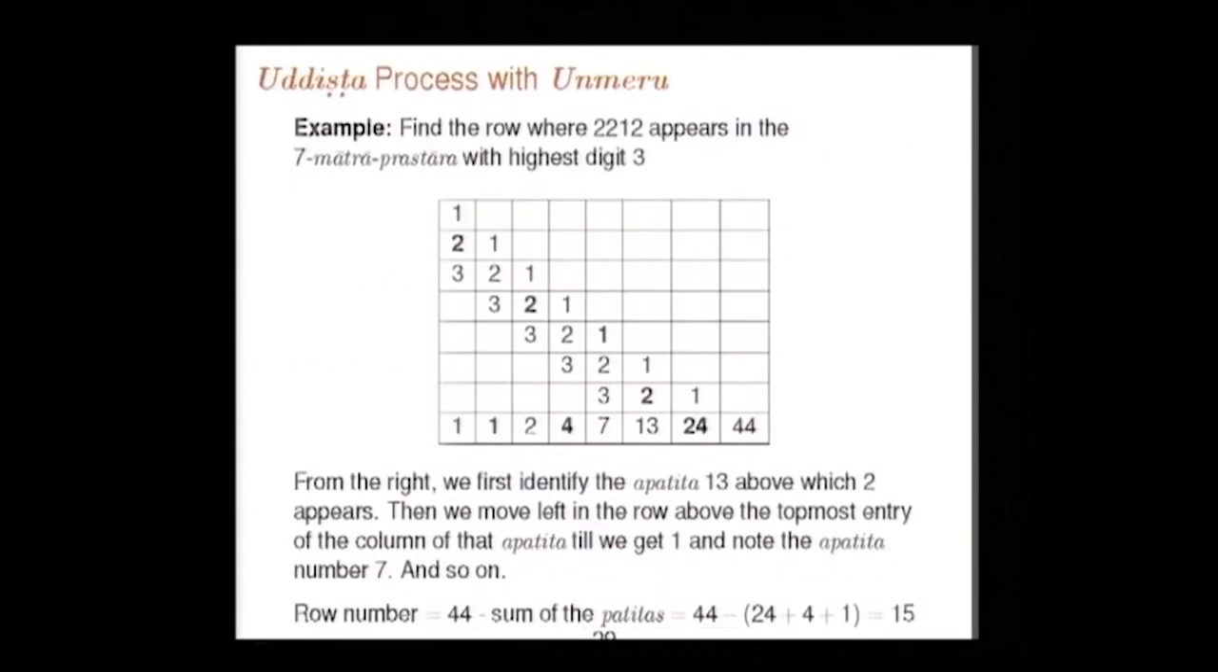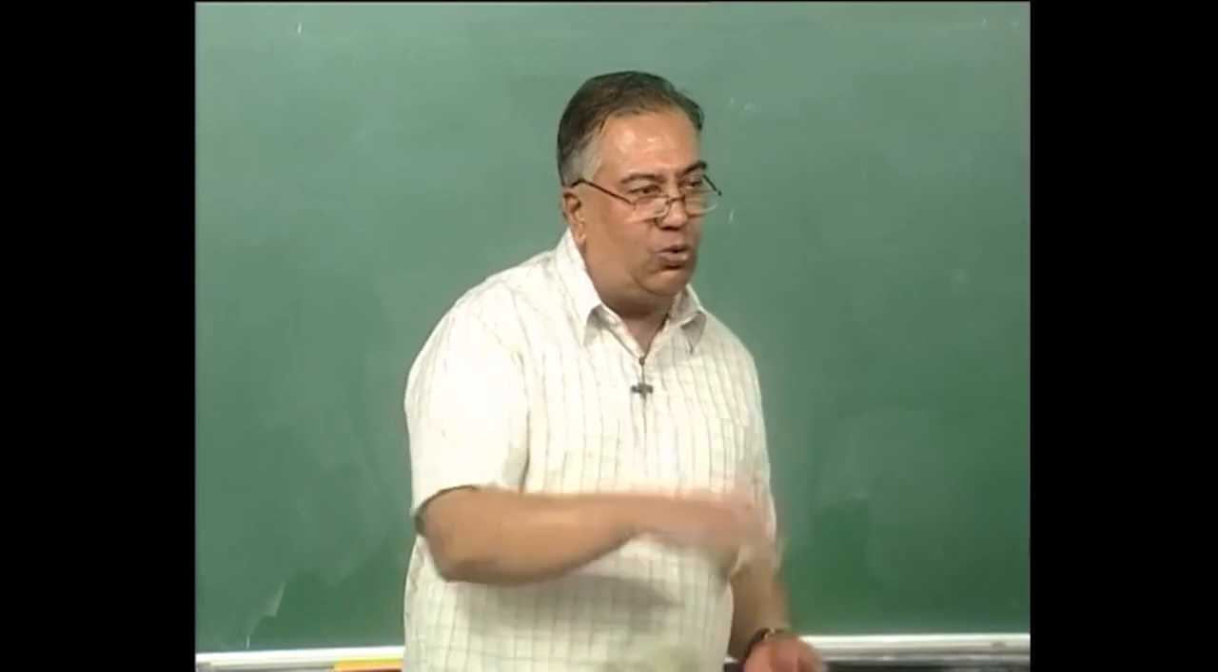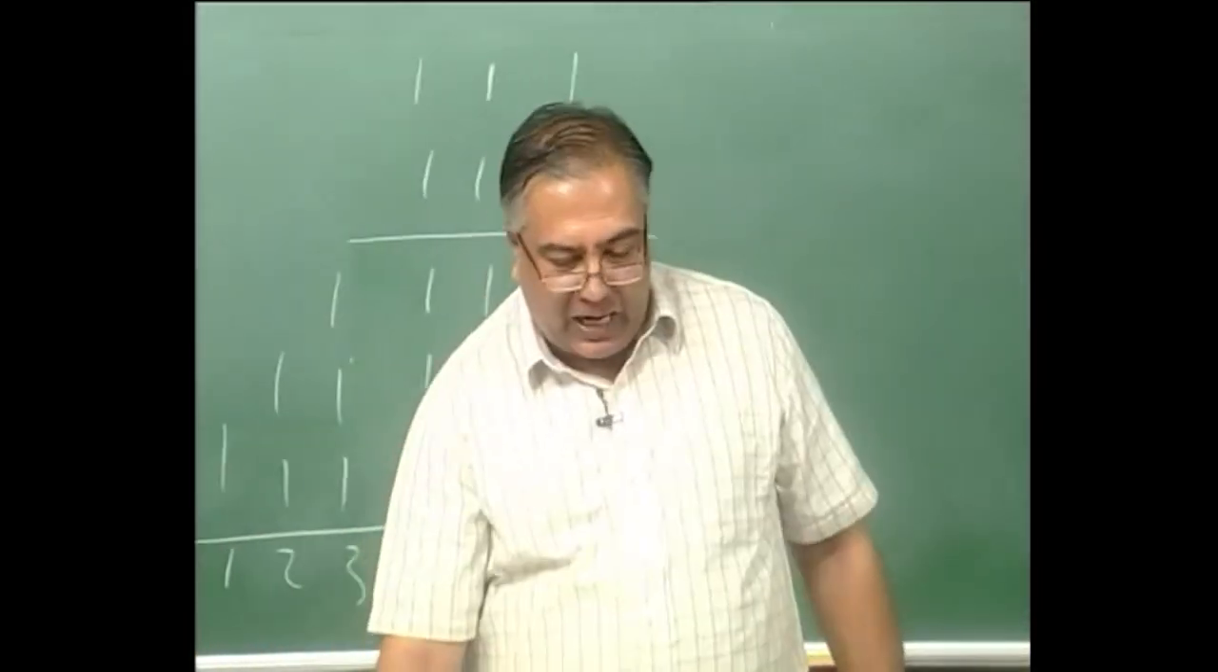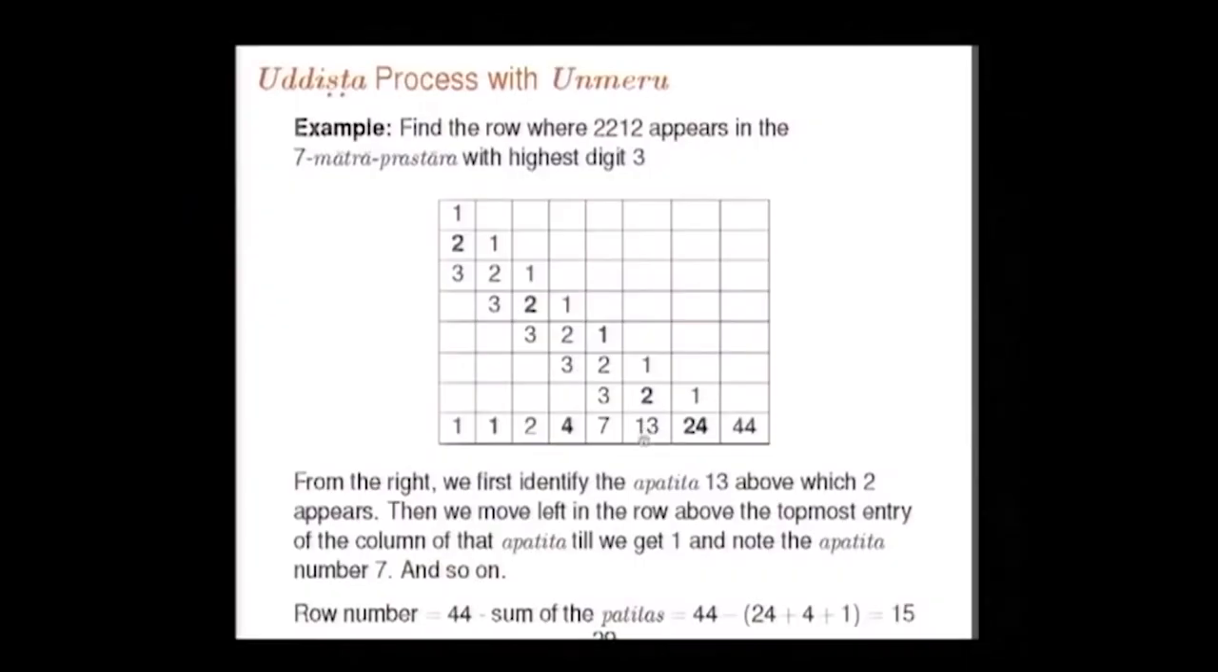Now, Uddishta. What is Uddishta? Given a form, we have to find out the row in which it appears in the prastara. So, again use the Unmeru, put down 1 to 44 here, do the Unmeru. Now, what you do? You have to identify the patita and apatita sankhyankas now using your pattern 2212. So, start from, find out the column in which 2 appears just above the sankhyanka. So, that is this column.